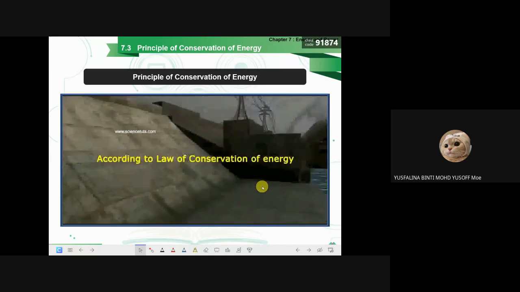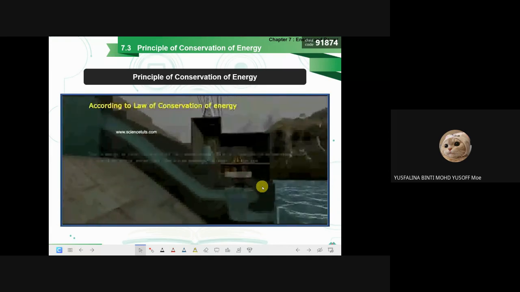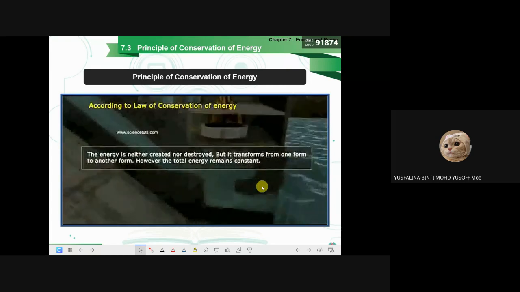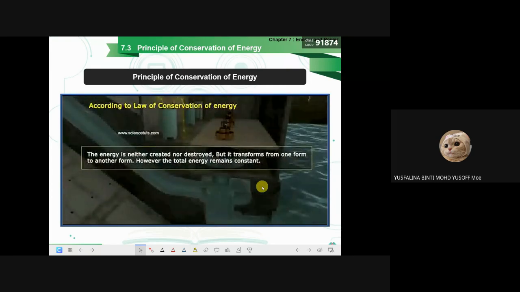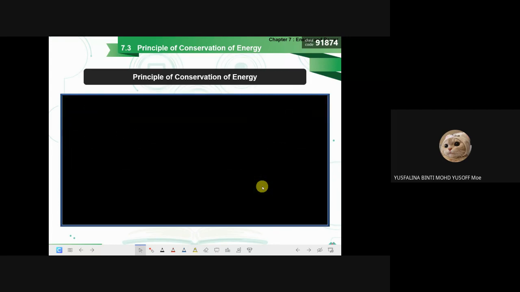According to the law of conservation of energy, energy is not created nor destroyed, but it transforms from one form to another form. However, the total energy remains constant. So the energy will be conserved, right? It cannot be destroyed and it cannot be created, only change form. Okay, so let's see another slide.